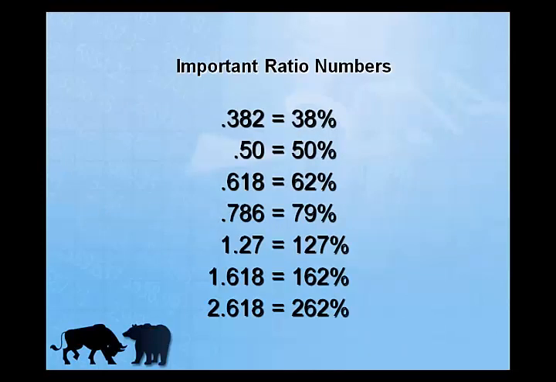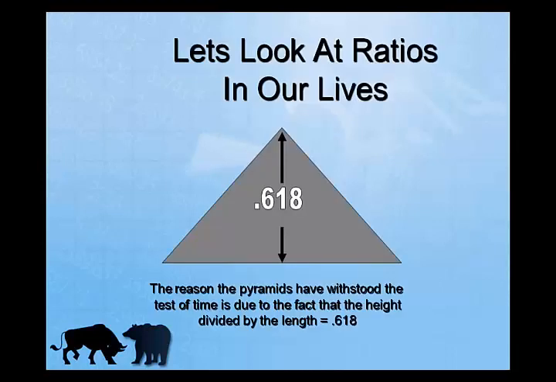Now, these are the important numbers, and you want to write these down, and you've got to memorize these numbers in the Fibonacci numerical sequence. We're going to see how these numbers are going to be very important in your trading career. Now look at the ratios in life. The reason the pyramids have withstood the test of time is due to the fact that if you get the height and you divide it by the length, they give you 0.618. If I take the width and divide it by the height, it gives me 0.618.